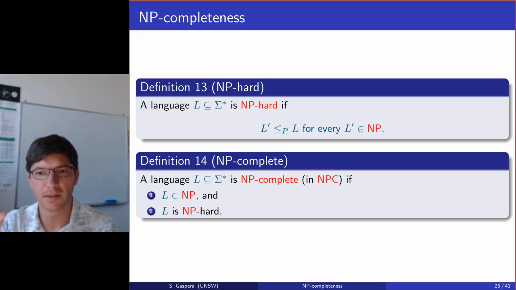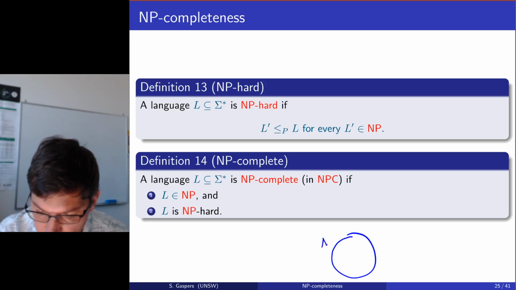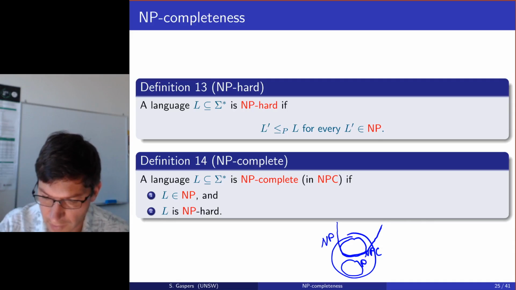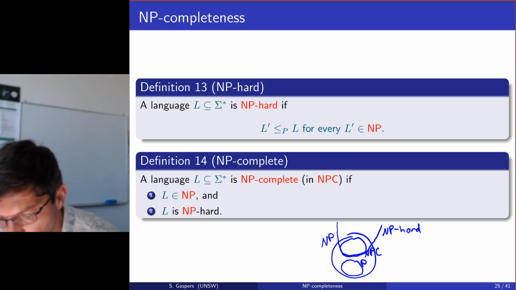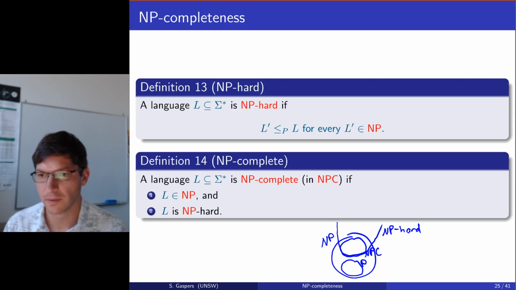Okay, what does NP-complete mean now? Well, a language is NP-complete if it belongs to NP and it is NP-hard. So here we have NP. It contains P. It contains NP-C, the set of NP-complete problems. And the NP-hard problems contain everything in NP-complete, but also problems that are outside of NP. So NP-complete is the intersection of NP and NP-hard.